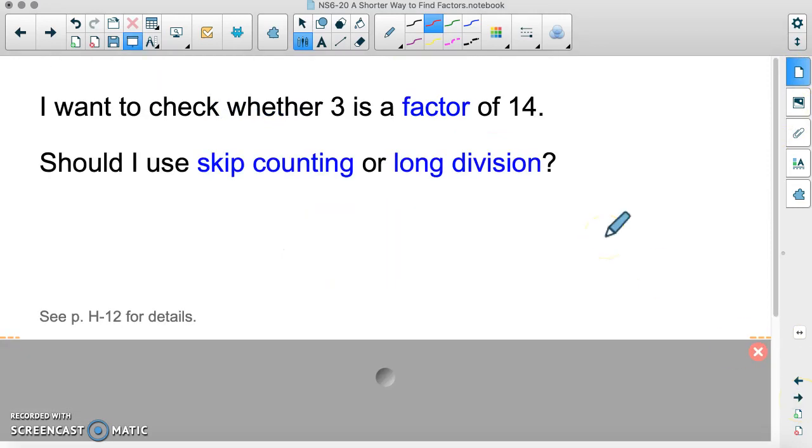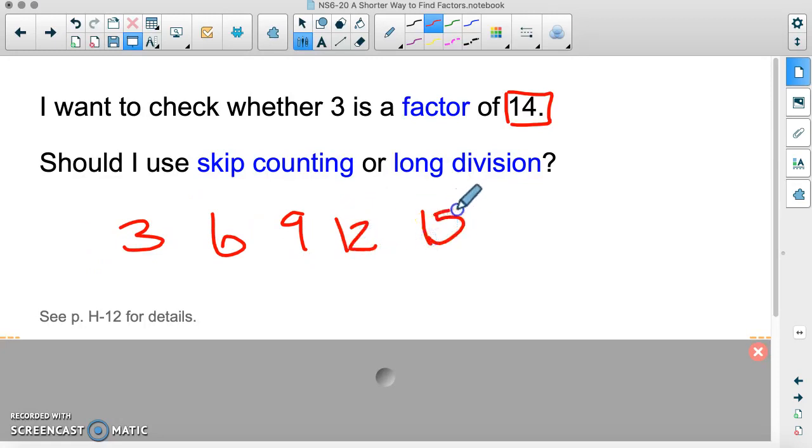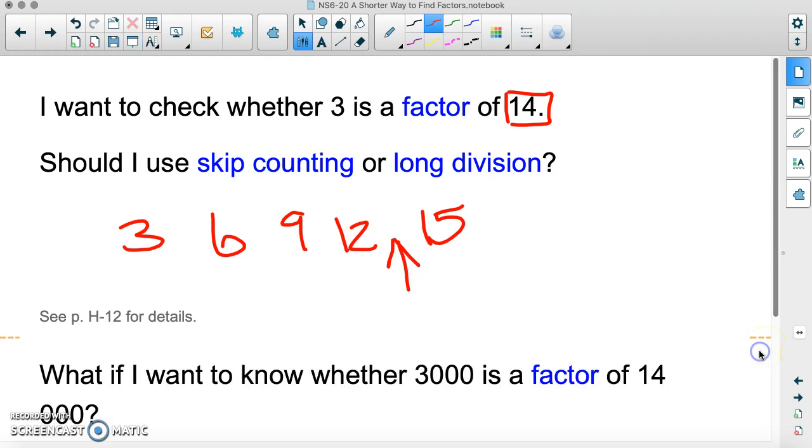Now I want to check if 3 is a factor of 14. So do you think I should use skip counting or should I use long division? Well, you're probably going to just skip count because 14 isn't a very far ways to go. So we could just skip count 3, 6, 9, 12, and then 15. Well, obviously 14 cannot be a multiple of 3 then because it falls somewhere in the middle here. Pretty easy to solve. Wouldn't have been any quicker to do long division or to skip count for that one.